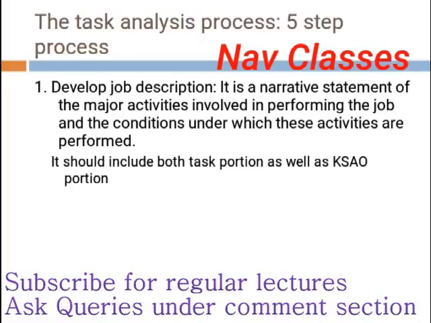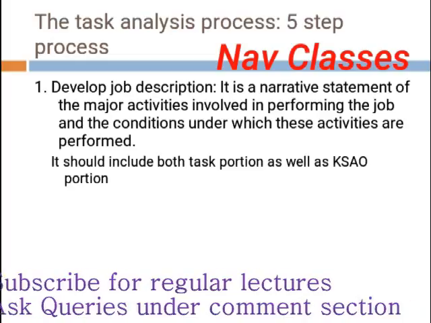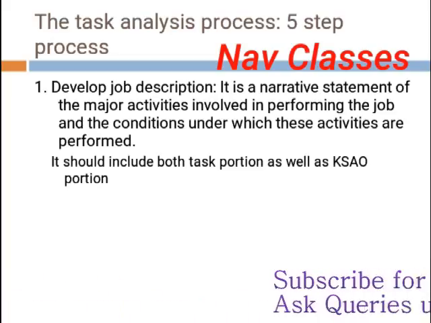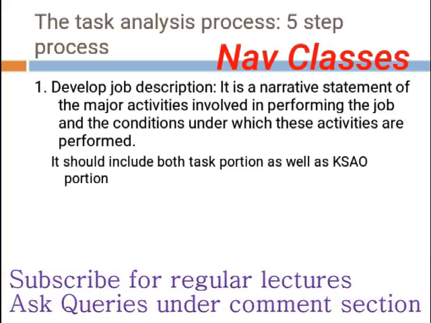Task analysis process. There are 5 steps in the task analysis process. Firstly, develop a job description. It is a narrative statement. We are going to write down all things to be done in a particular job, in performing the job, and the conditions under which these activities are performed. It should include both the task portion as well as KSAOs: knowledge, skills, ability, and other characteristics.